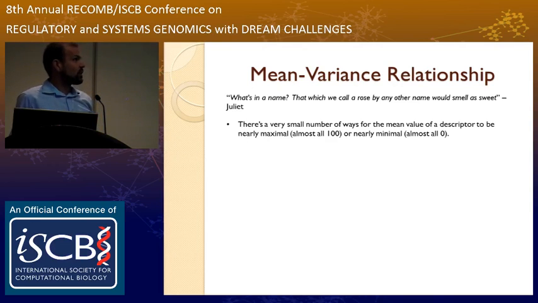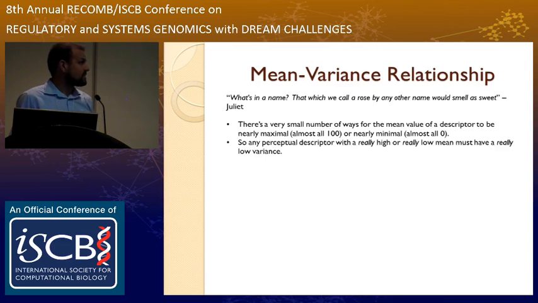And so there's a very small number of ways for a mean to be almost the highest it could be, 100, or 0, where it doesn't have any value at all. So any perceptual descriptor that has a really high or really low mean must also have a really low variance. There's no way to get a mean of 0.0001 unless almost all the values are 0. And similarly with 100, almost all the values have to be nearly 100 to have a very, very high mean.